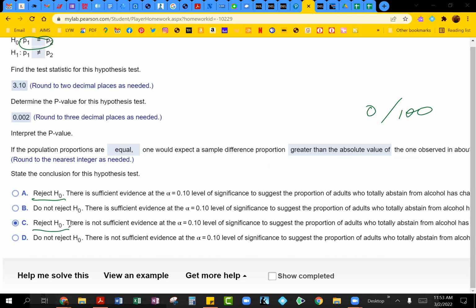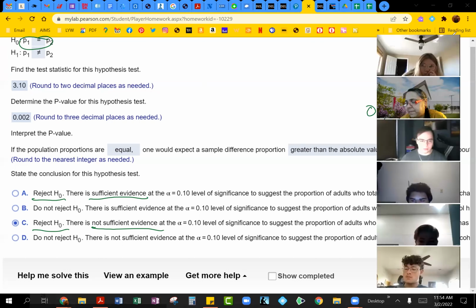So since we are rejecting the null hypothesis, the question is, do you have sufficient evidence or do you not have sufficient evidence that your sample proportion has changed from 1949 to now, or basically that the proportion of people who abstain from alcohol has changed from 1949 to the recent survey? Do we have enough evidence or do we not have enough evidence? We do have enough evidence.